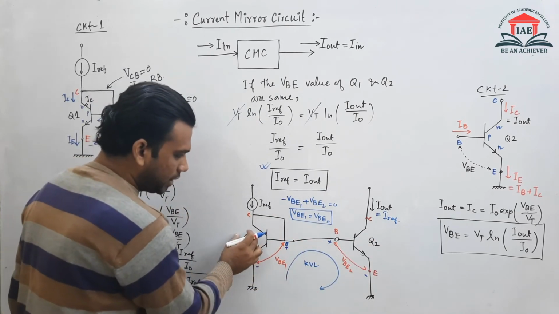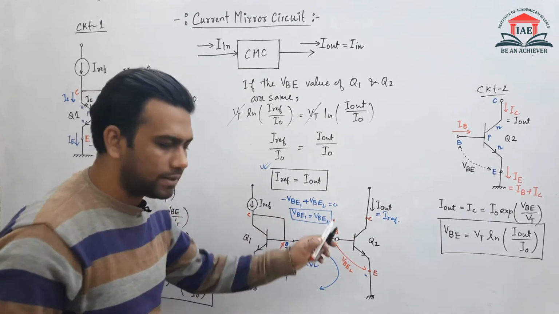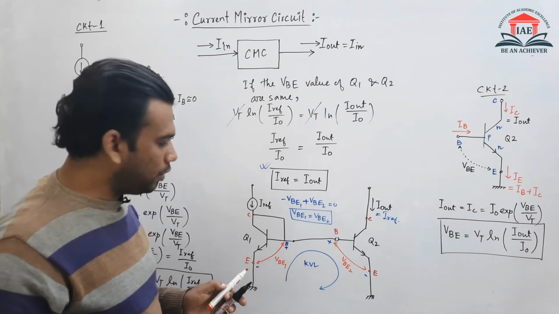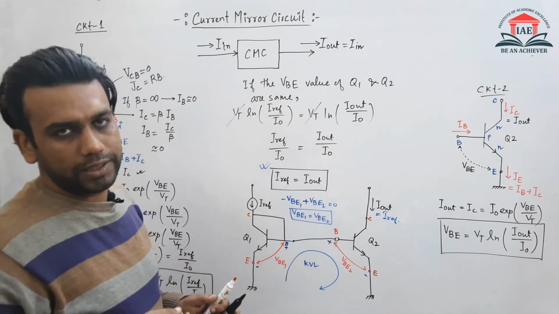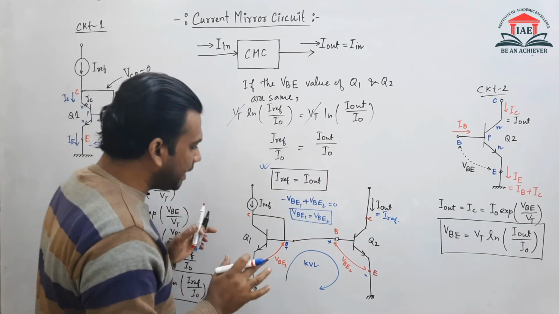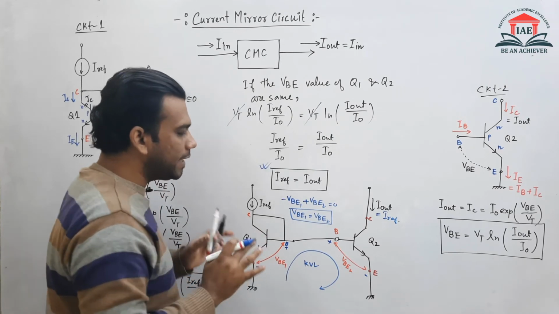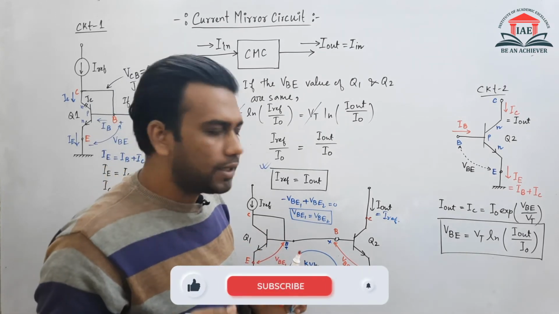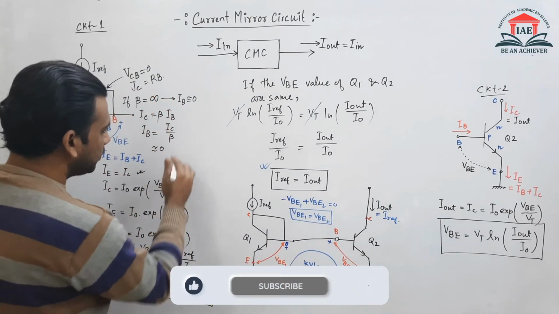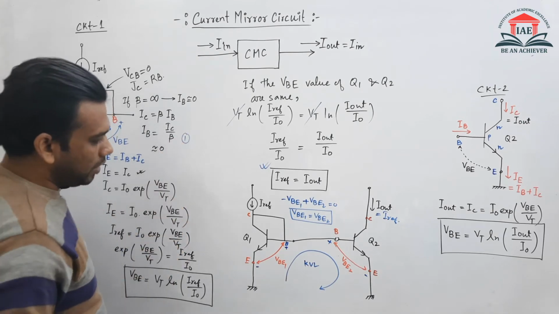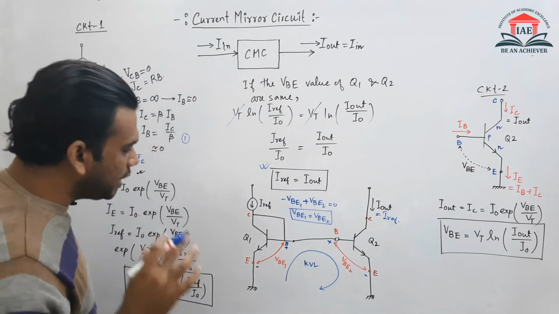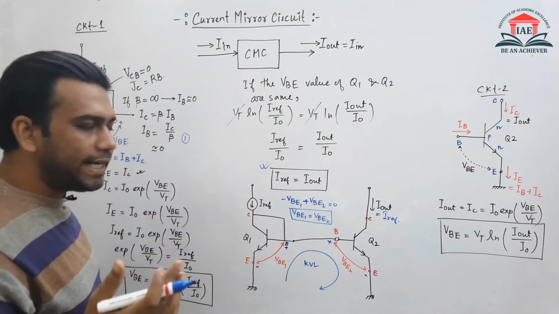ये identical match होना चाहिए Q1 और Q2 को, मतलब ये दोनों का बीटा सेम होना चाहिए, दोनों का VBE सेम होना चाहिए, दोनों का IC सेम होना चाहिए, दोनों का आपका I0 भी सेम होना चाहिए, तभी तो ये I0 और ये I0 कट आउट होंगे. So that means the basic requirement of the current mirror circuit has different points. The first point is that Q1 and Q2 should be identically matched.